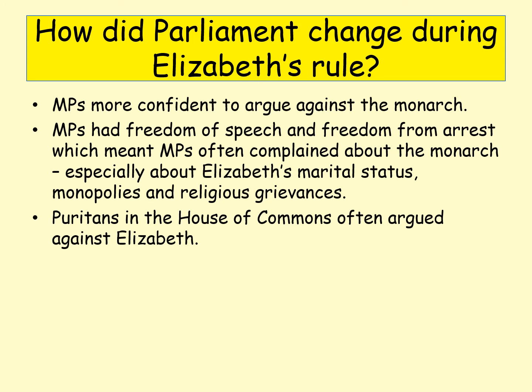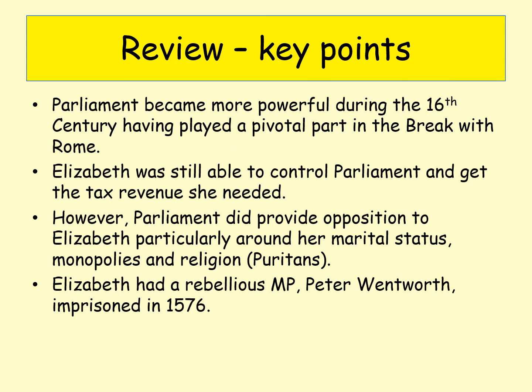MPs became more confident to go against the monarch. MPs had freedom of speech and freedom from arrest, which meant that they could complain about the monarch, and mainly about religion, monopolies and the succession crisis and Elizabeth's marital status, although Elizabeth got very angry with that and banned Parliament from discussing her marital status. And Puritans in the House of Commons often argued against Elizabeth.